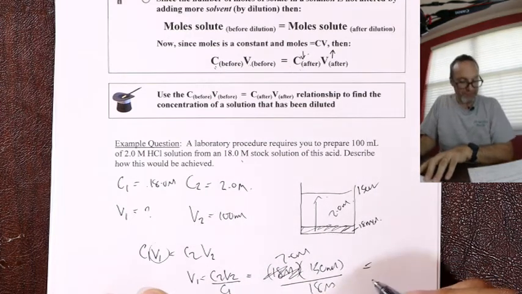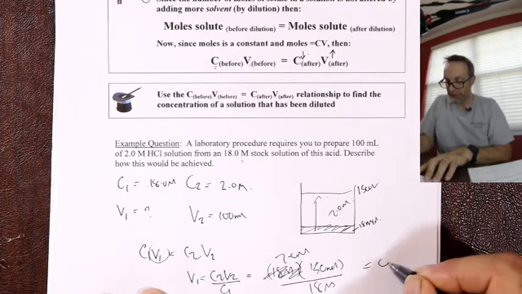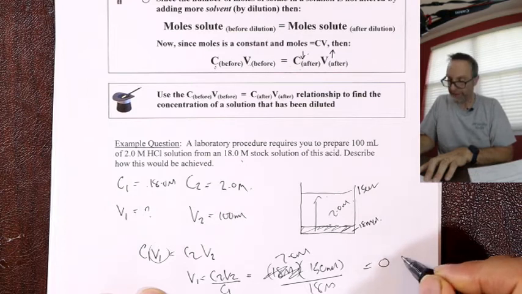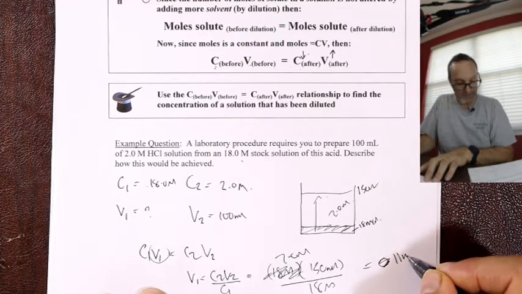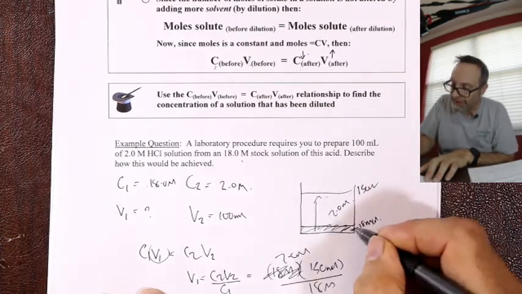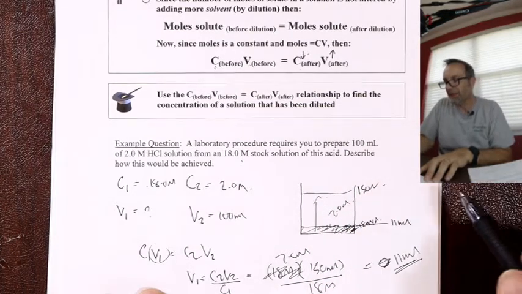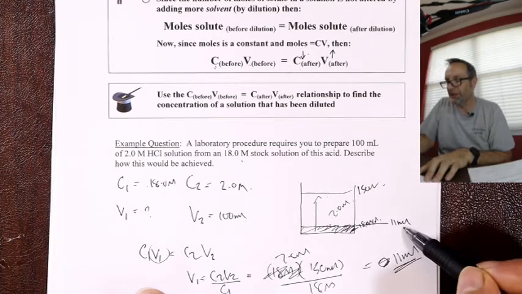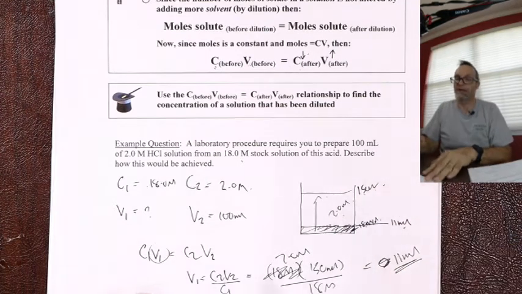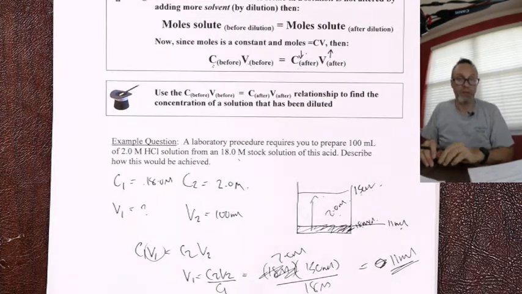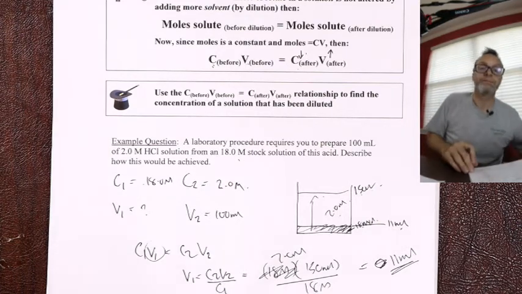Okay, work it out. What do you get? 0.11 liters or 11 milliliters. So I start with 11 milliliters and I make it up to 150. That turns my 18 of 11 into 150 of 2. Okay, so I've diluted. Okay, all right.